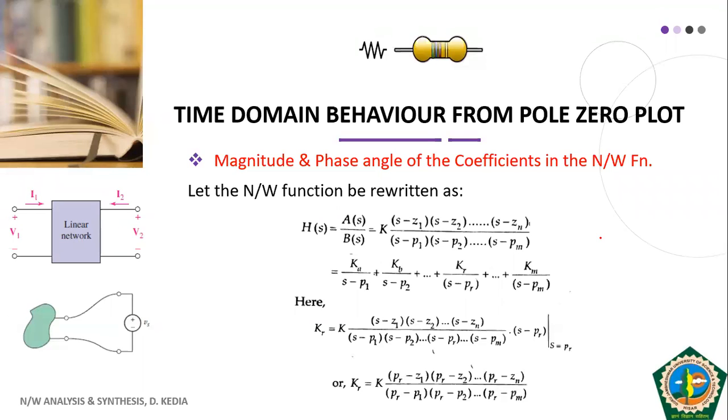We talked about pole zero plot and how to obtain pole zero plot using network function. We had discussed that in the previous class in a detailed manner. So today I'm going to present one more aspect of the pole zero plot, and that will also justify why these pole zero plots are so important.